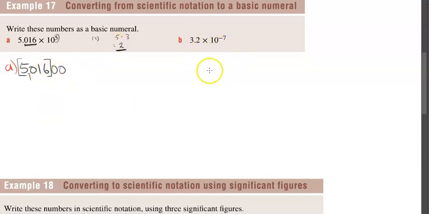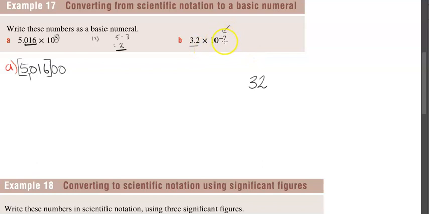In this case here, we have got 3.2 times 10 to the power of -7, and we want to write this as a basic numeral. Because this power is a 7, negative 7 specifically, we know that it's going to start as a 0 point something. So what I do, again, I write the 3 and the 2. Okay, that's the significant figures.